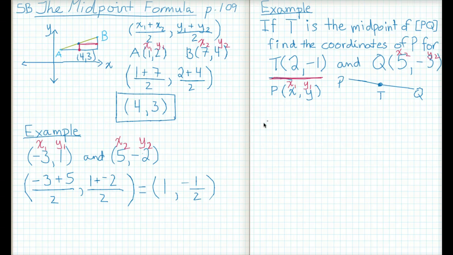Okay, ready to start with what we know. We don't know x1, so that's going to be an x. And we're going to add it to 5, which is the x2. And that's divided by 2. Put a comma and in brackets, and then I have y1, which is just y, plus a negative 3 for the second y point, all over 2. And that's the end of brackets. So far I can't do anything with that, but I know that the answer is going to be 2, negative 1.